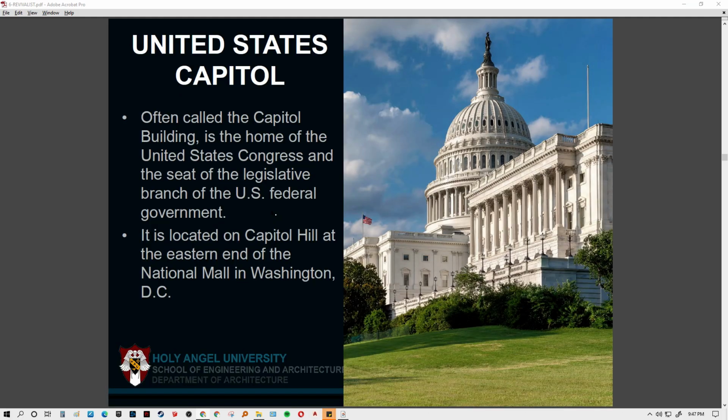So here's the U.S. Capitol. It has the dome of a Renaissance architecture from Italy or the Milan area design. Then it has the porticos and the series of columns. The Capitol is the home of the United States Congress and the seat of the legislative branch of the United States federal government. It is located on Capitol Hill at the eastern end of Washington, D.C.